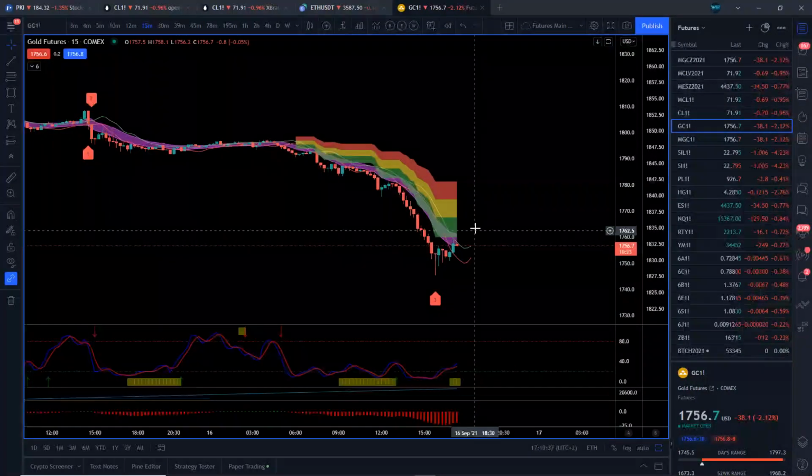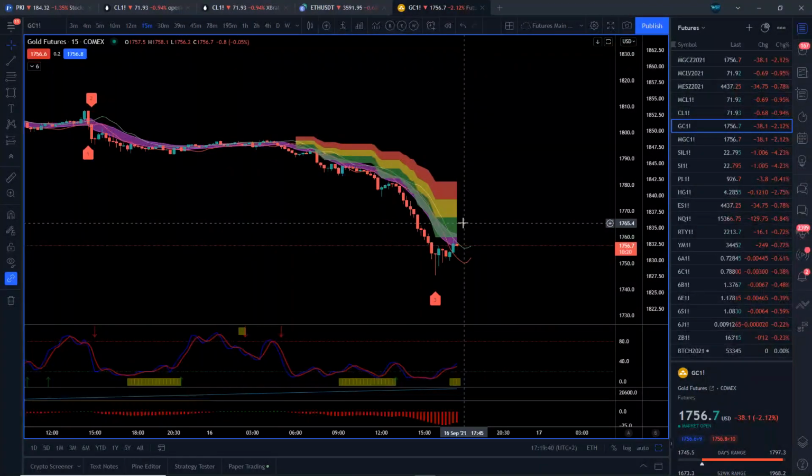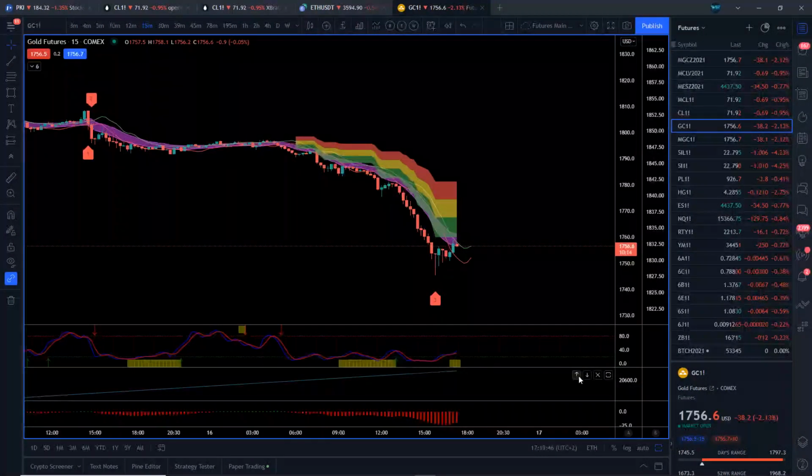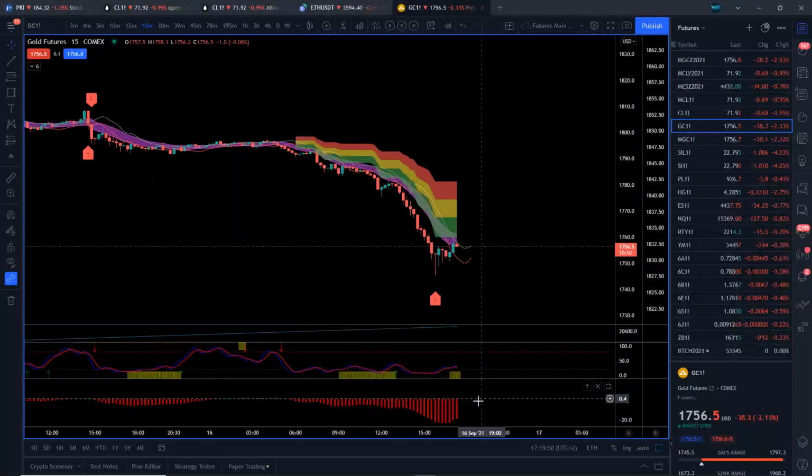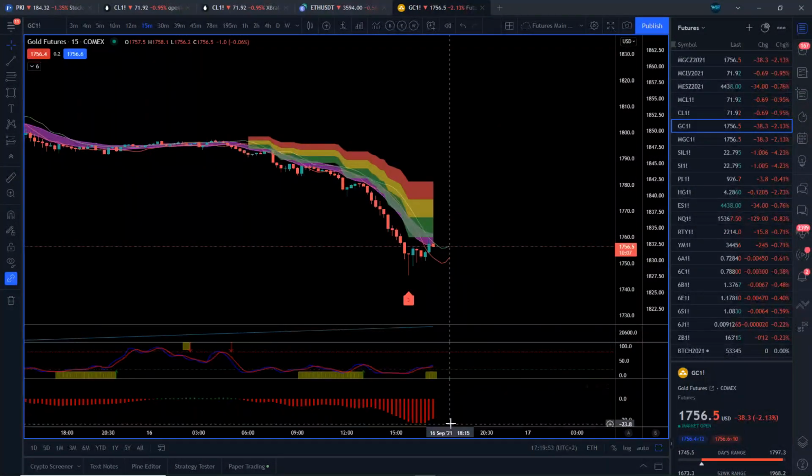Okay, it's not printed that yet because it's not met enough rules for the software to say, hey, this is a wave 4. But also what we can do in preparation for this, if we're looking for an entry on gold, if you like.